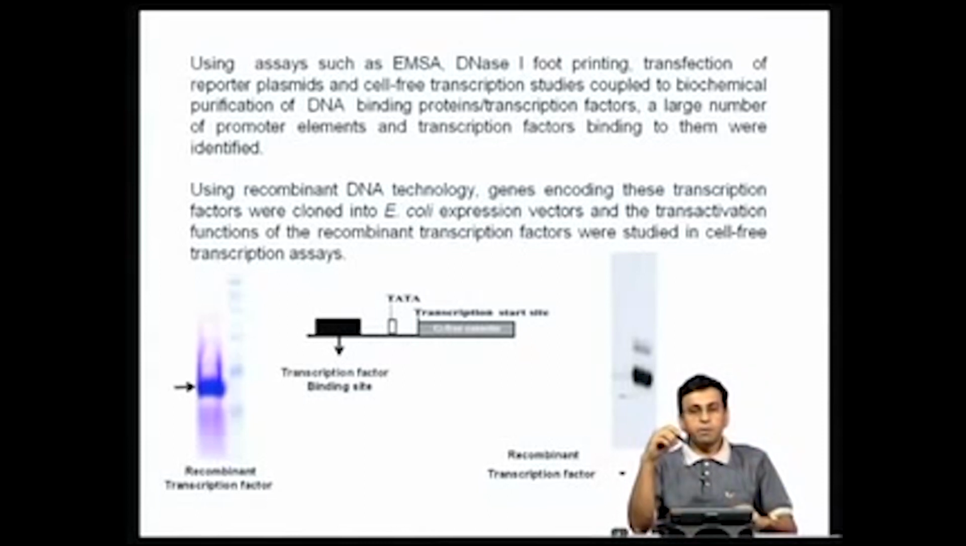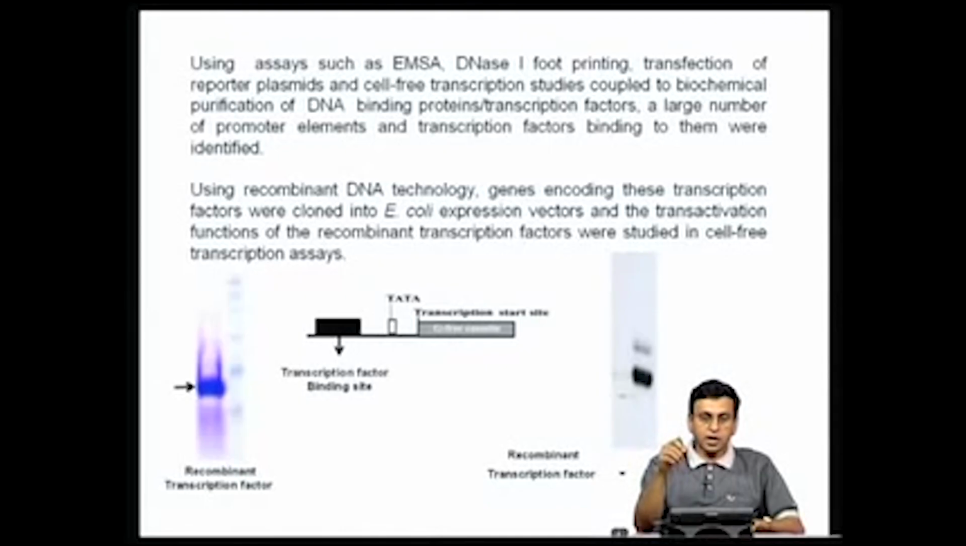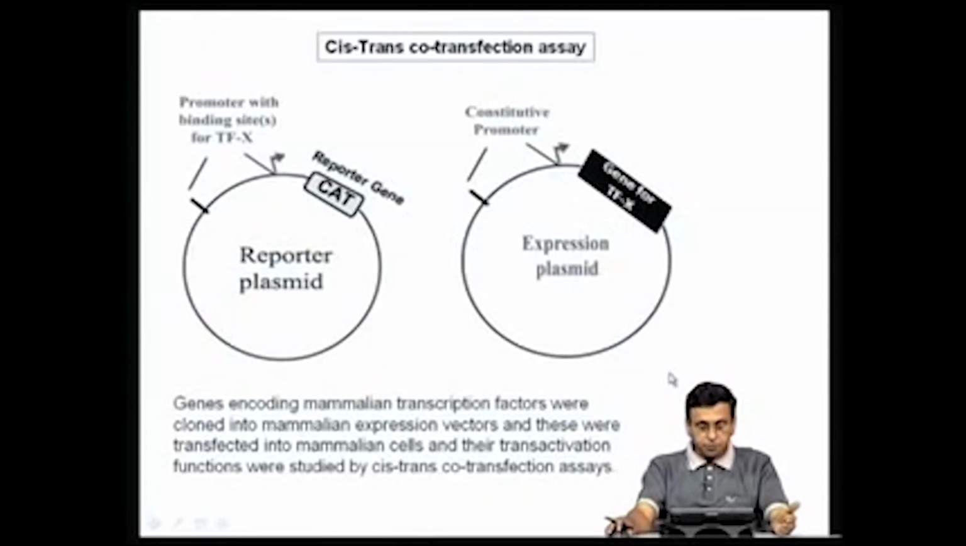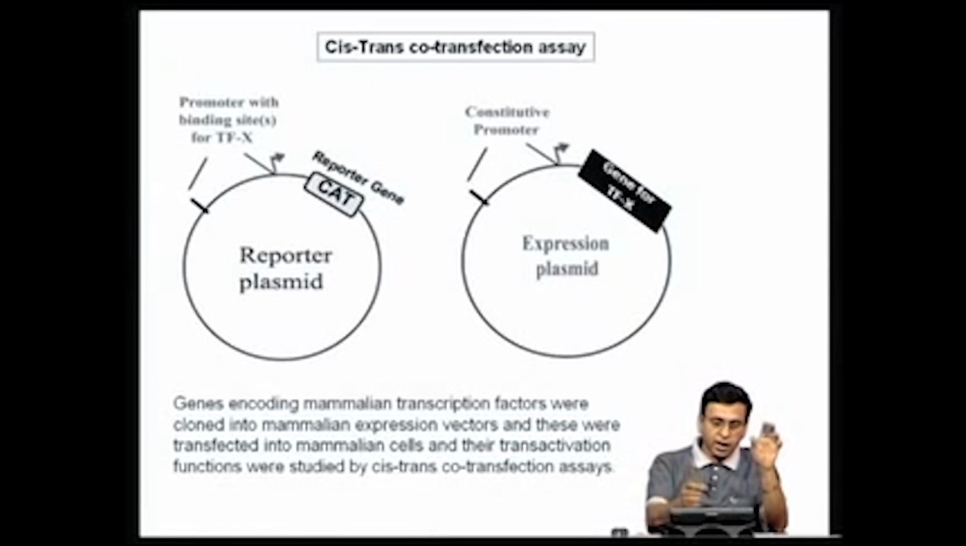So this is how people have functionally demonstrated that the genes that they have cloned or identified actually encode transcription factors, and that the recombinant proteins can function as transcription factors in in vitro systems. You can also assay the transcription factor function of these cloned genes in an in vivo system, and a very popular assay, which has again made a very important contribution to understanding gene regulation, is called the cis-trans co-transfection assay.